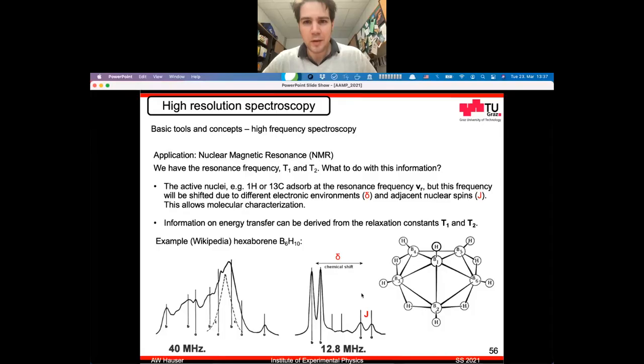And the chemical shift is due to different positions of the same type of nucleus in a given molecule, for example, right? So what would be your guess for the different scenarios? Which spectrum belongs to which one? You would have to look at the molecule as it's shown on the right-hand side. You can see it's boron and hydrogen in some setup.